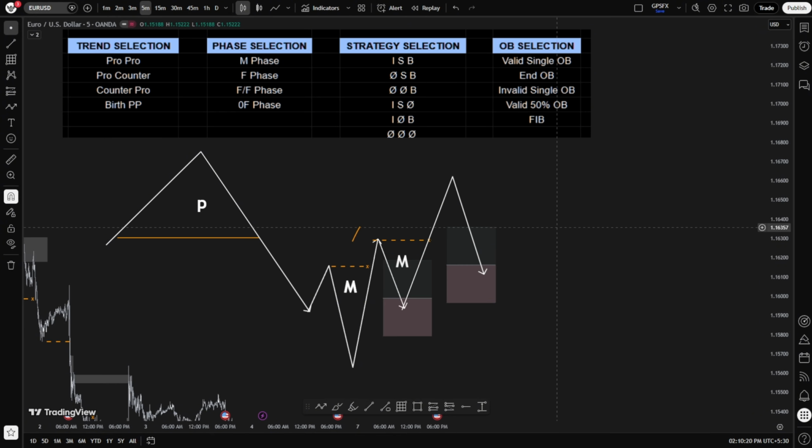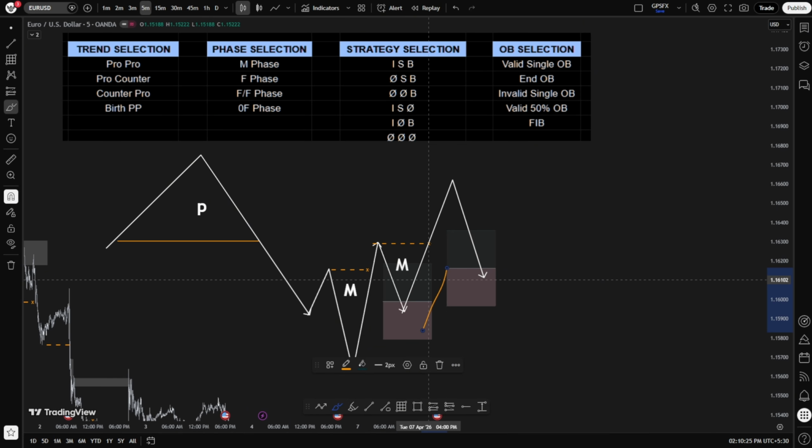So this trade is also pro counter, as you guys can see, because the minor structure is still in uptrend, right? It hasn't shifted from uptrend to downtrend, right? So this trade is pro counter. So that's the second data point.